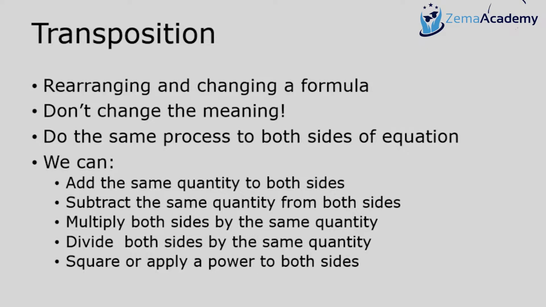So we can add the same quantity to both sides, we can subtract the same quantity from both sides, we can multiply both sides by the same quantity, we can divide both sides by the same quantity, and we can square or apply a power, again, to both sides. But we always have to do both sides of that equation.